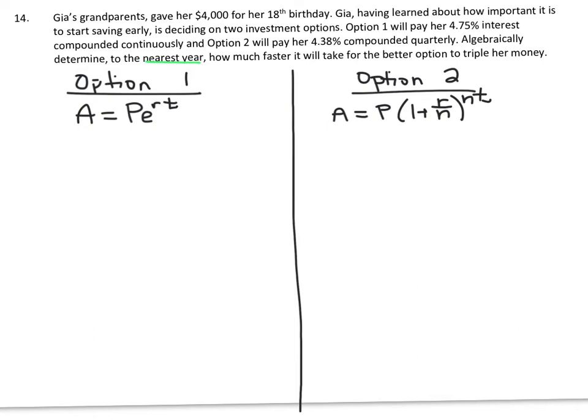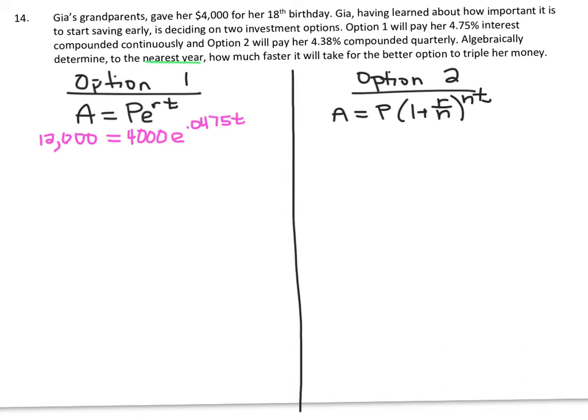Okay, so let me start with option 1. So I'm going to plug in $12,000 for the A, for the amount that remains after a certain time has passed. For P, the initial amount, we're going to plug in her initial amount of $4,000. All right, now in option 1, the rate was 4.75%. So if we take this decimal and move it back once, twice, it'll become 0.0475. Or if you prefer, you could always just take this number and divide it by 100, and your calculator will move the decimal for you. Okay, and we're going to leave that in terms of t because that's what we're solving for. All right, I'll solve that in a minute.